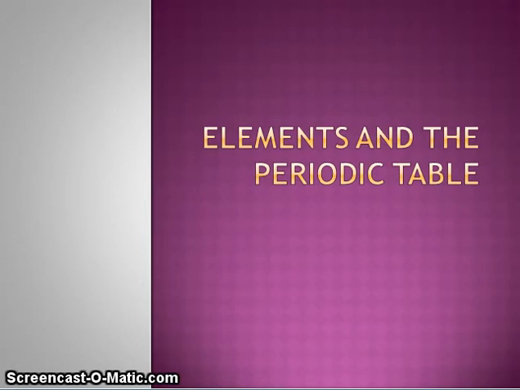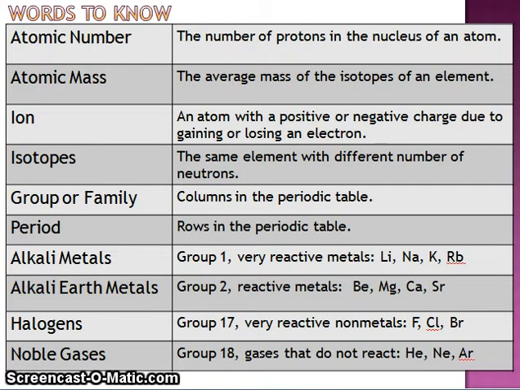These are the notes for elements in the periodic table. Here are the words to know for this set of notes: atomic number, atomic mass, ion, isotopes, group or family, period, alkali metals, alkali earth metals, halogens, noble gases.